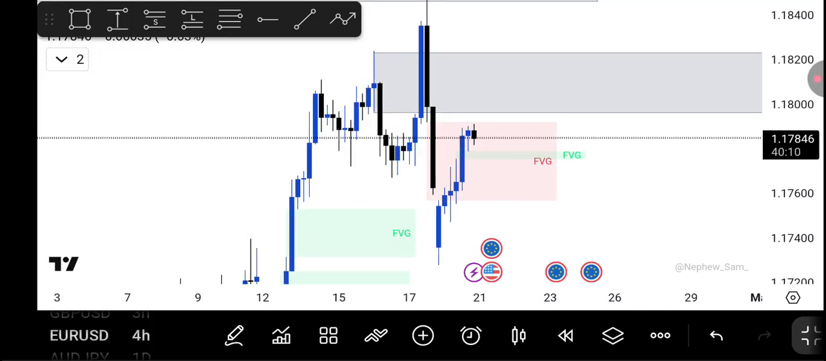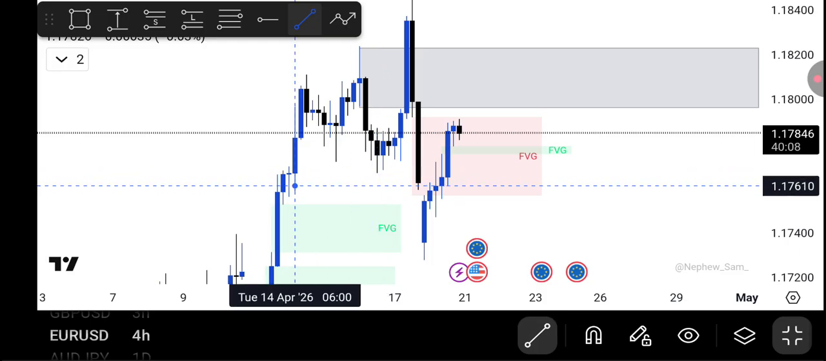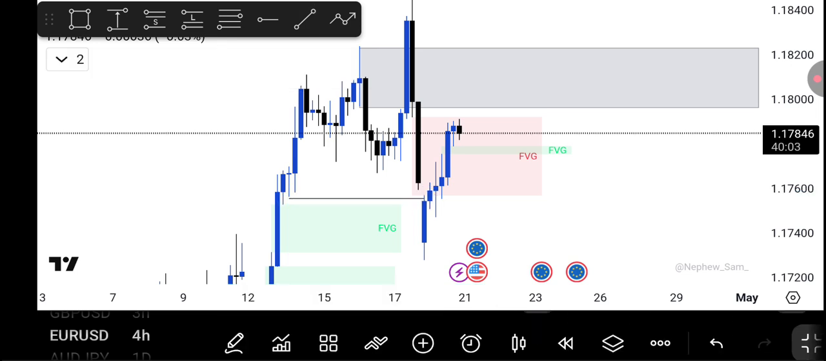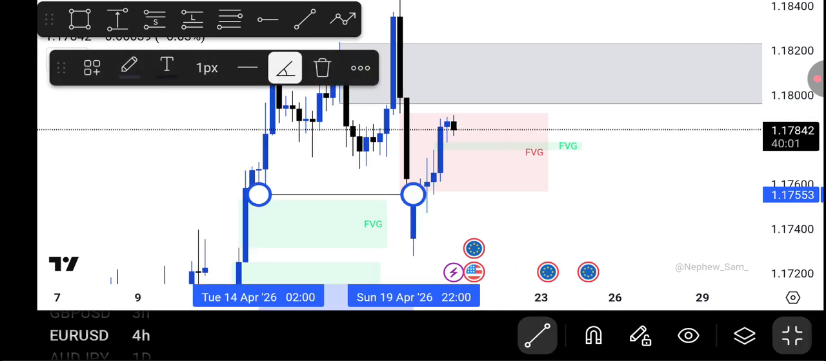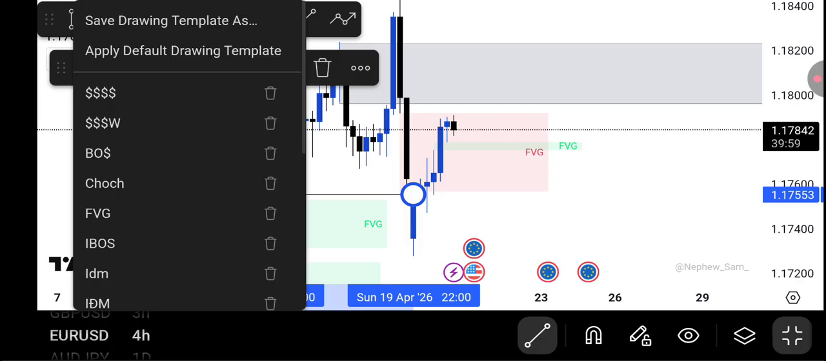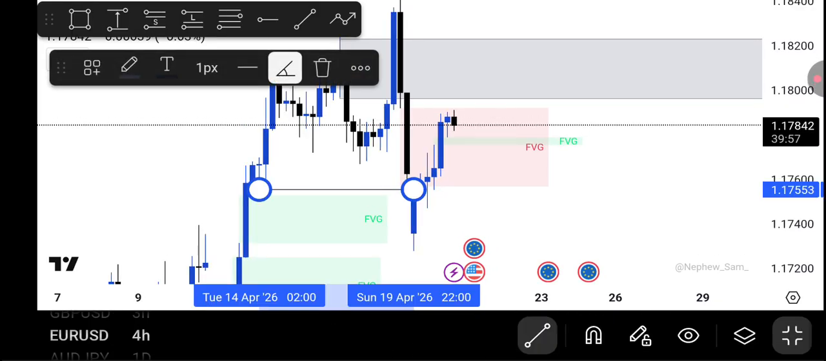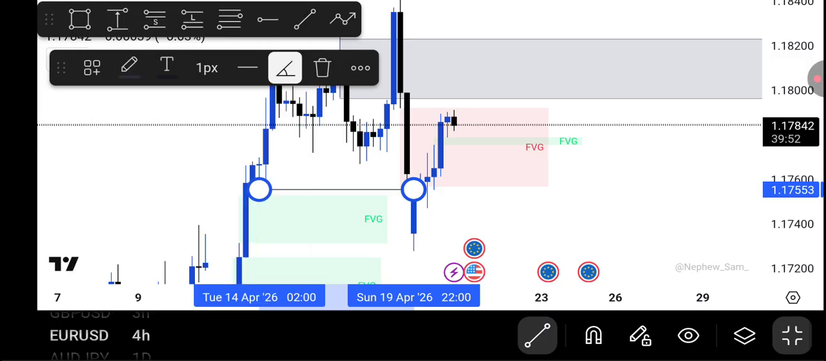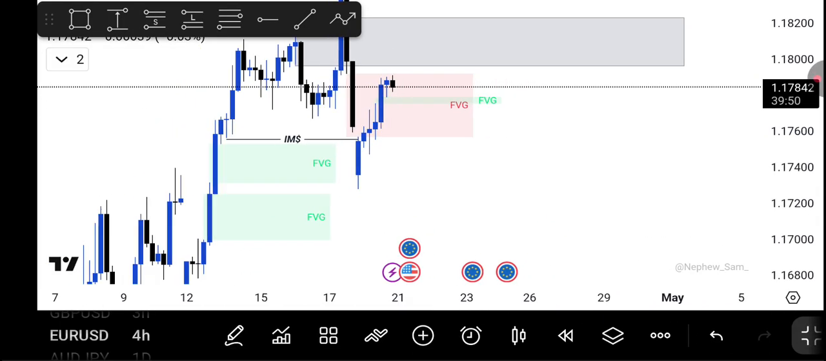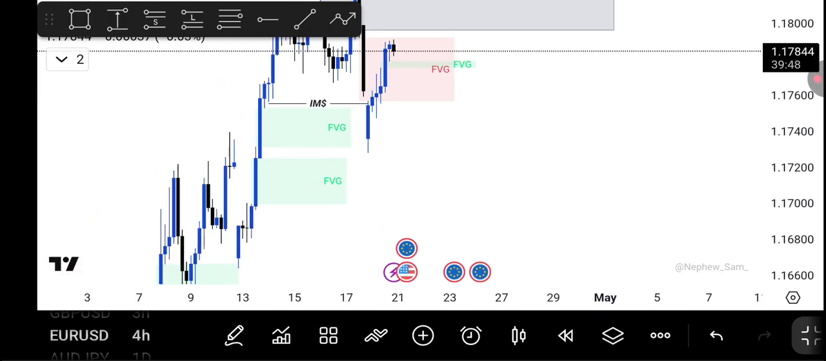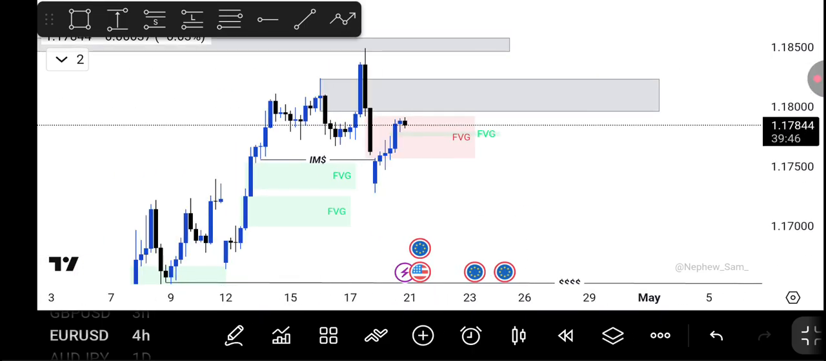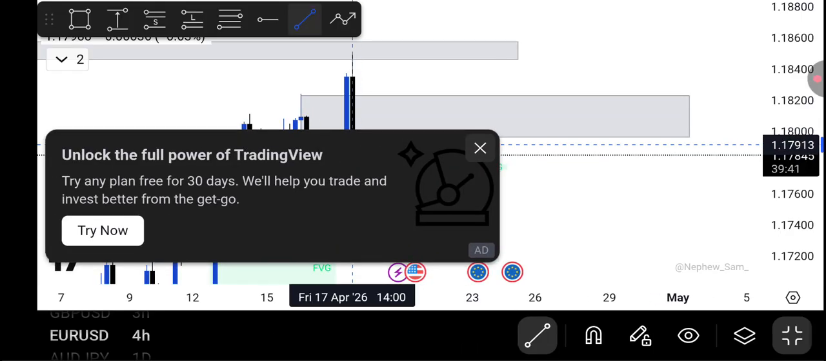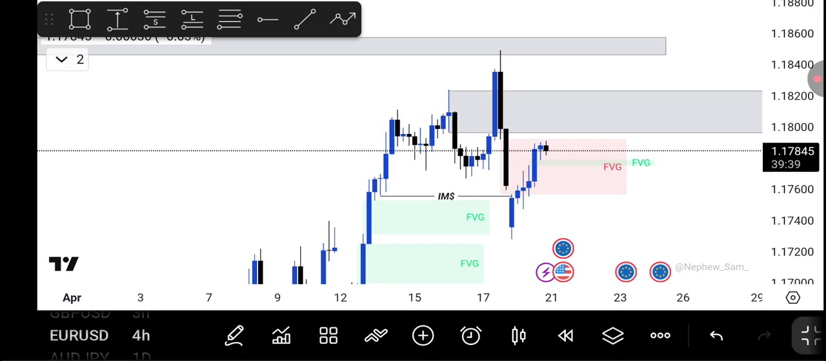Now, here we have a change of character again. An internal change of character, IMS, internal market structure shift. So I'm expecting a sell from this area, and we have something we call the order block.